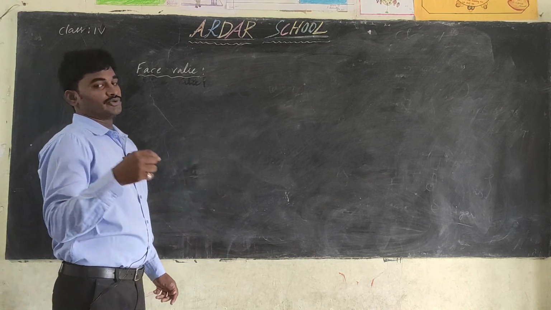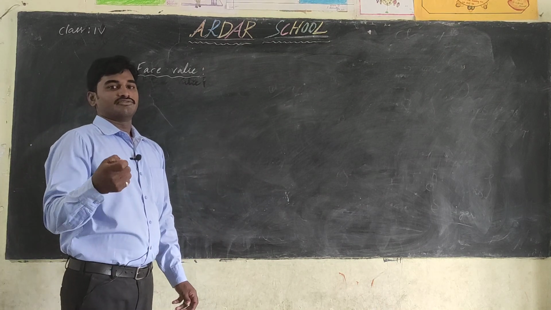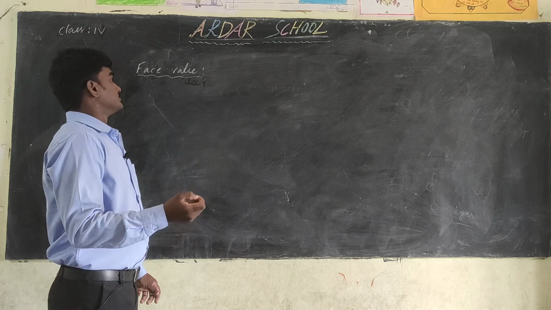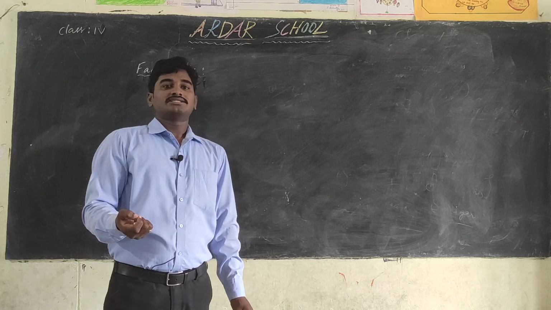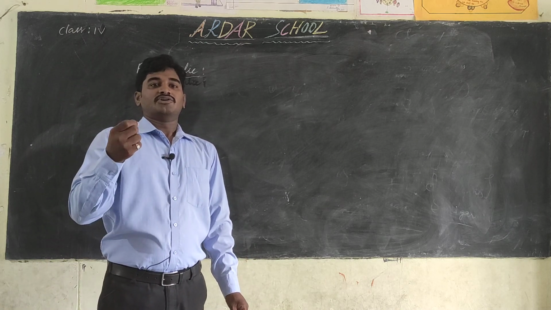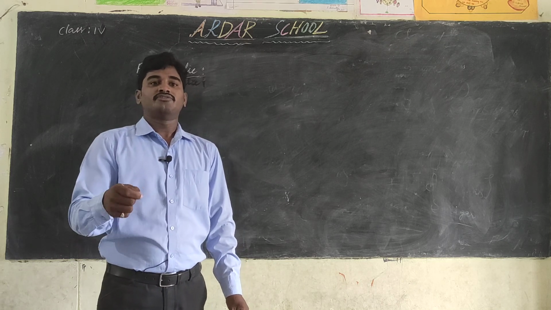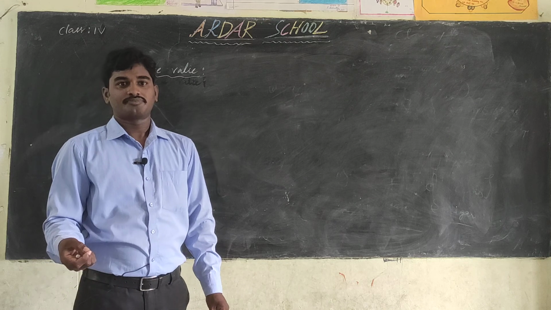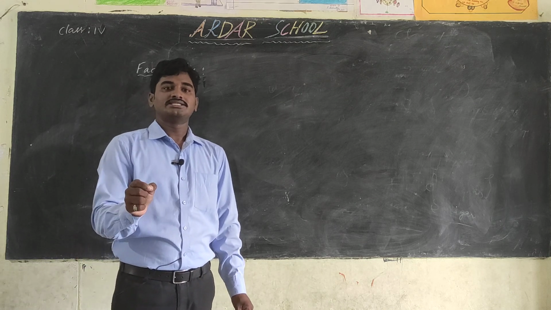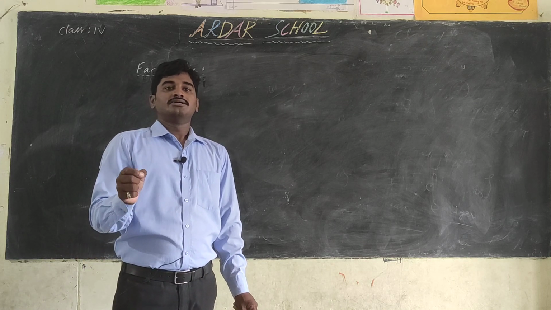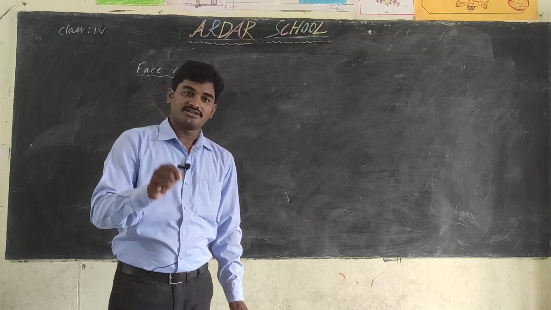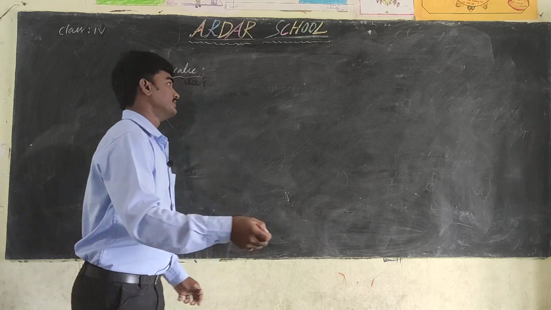So, I am going to give you the definition of face value. The face value of a digit of a numeral is the value of the digit itself at whatever place it may be.